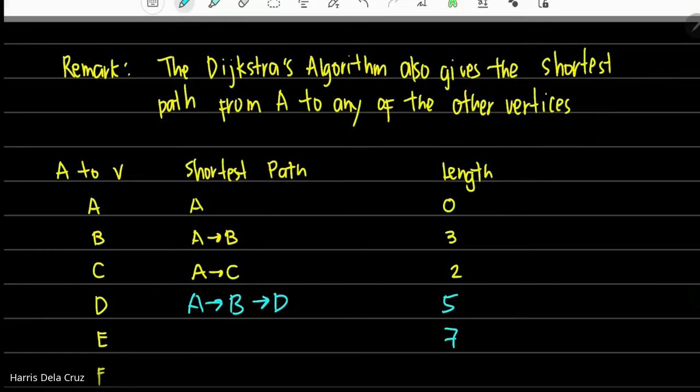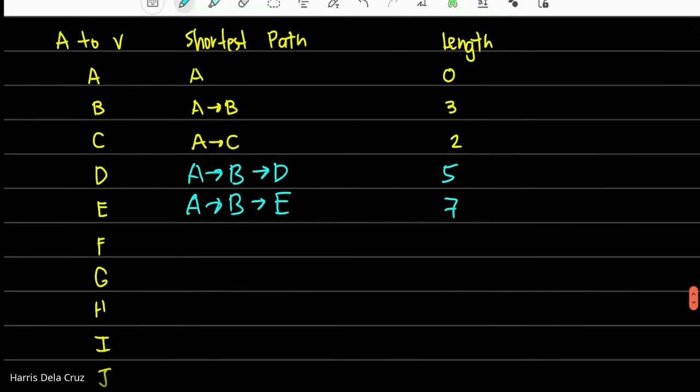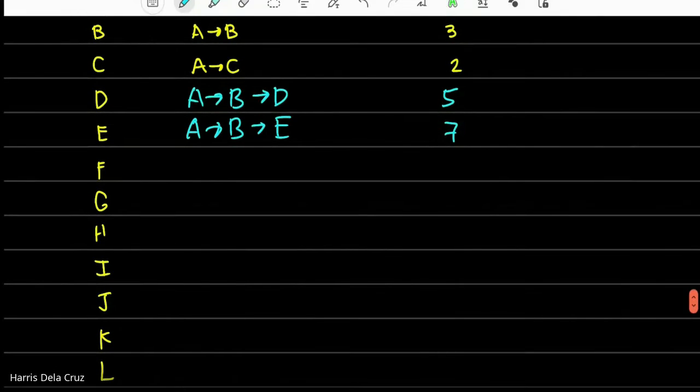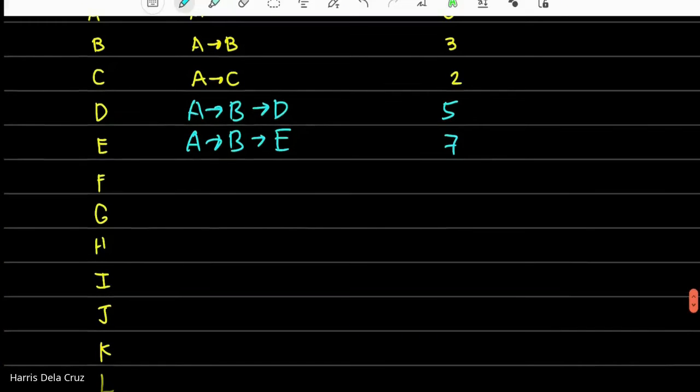Meron na tayong listahan pag galing ka kay B. A, B, E. So, para makarating ka kay E, manggagaling ka kay B. Para makarating ka kay B, manggagaling ka kay A. Total of 7. Okay? So, just complete the table here as an exercise. Para makita nyo kung ano yung path na dadaanan to find the shortest path from A to any of the vertices in the graph. Again, remember, this is from A to any of the vertices in the graph.